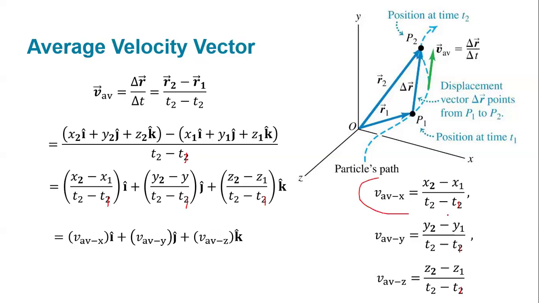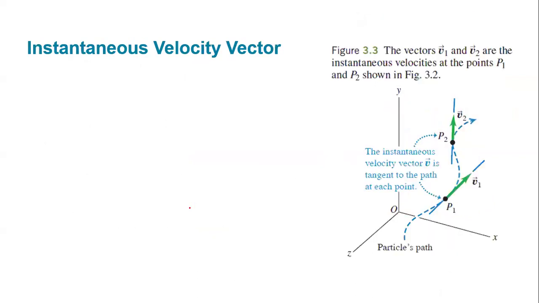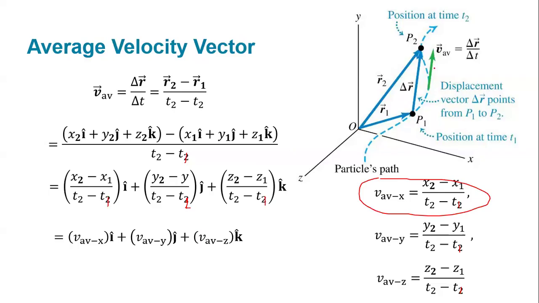So if you remember this one, this is just the average x velocity if you're moving in one dimension. This is the formula, but now we are moving in three dimensions already. So you have components along x, y, and z. So this is the vector. And the direction of your average velocity vector is the same as the direction of your displacement vector. You can see that in this figure.